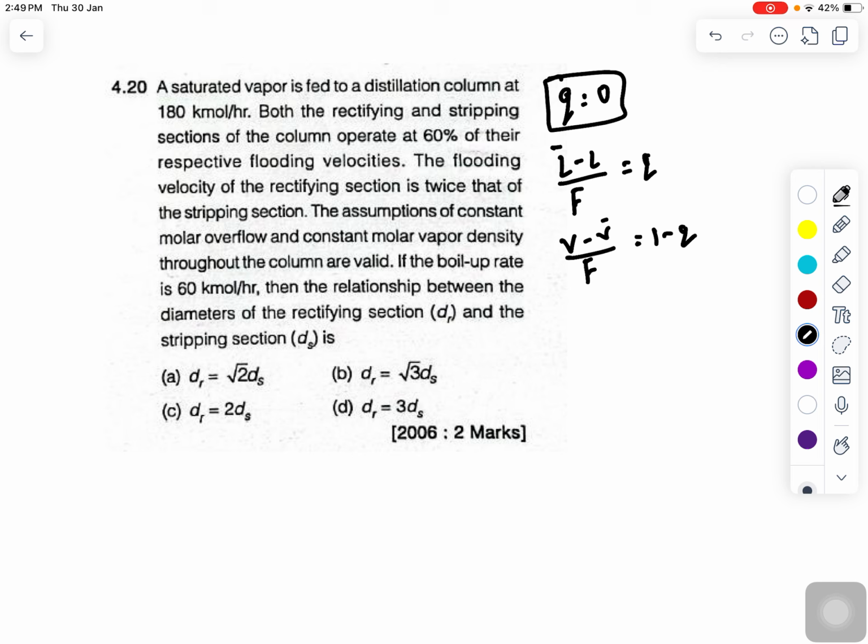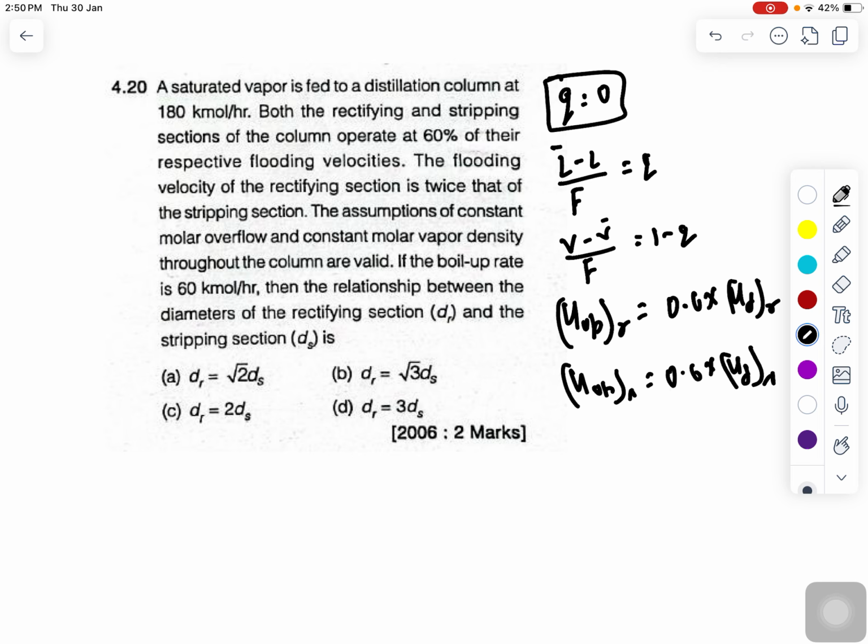Here you can see the 60% of their respective flooding velocity. In both the stripping and rectifying sections, U operating in the rectifying section can be written as 0.6 multiplied with U flooding in the rectifying section, and U operating in the stripping section can be written as 0.6 multiplied with U flooding in the stripping section. The flooding velocity in the rectifying section is equal to 2 multiplied with the flooding velocity in the stripping section.